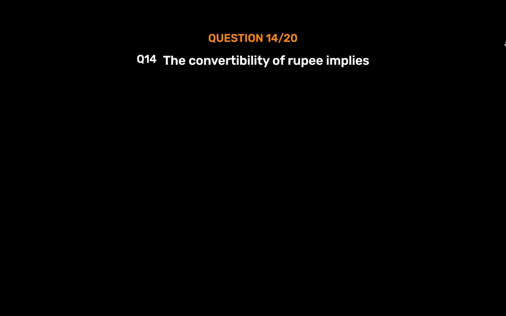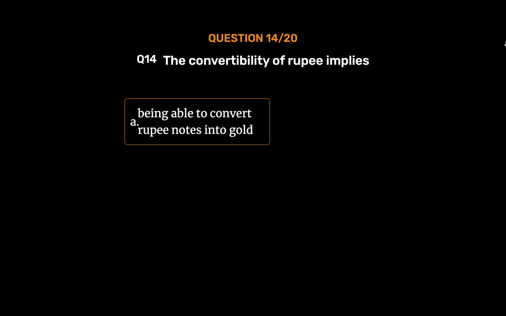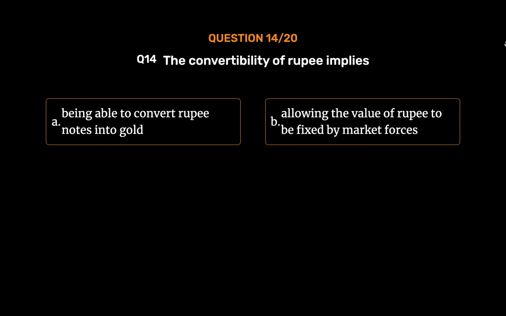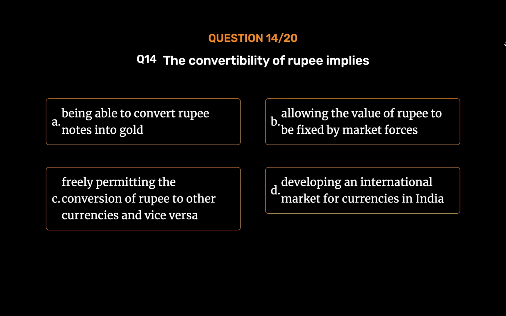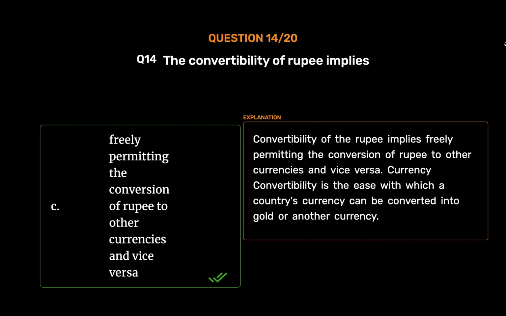Question number 14. The convertibility of rupee implies. Option A, being able to convert rupee notes into gold. Option B, allowing the value of rupee to be fixed by market forces. Option C, freely permitting the conversion of rupee to other currencies and vice versa. Option D, developing an international market for currencies in India. The correct answer is Option C, freely permitting the conversion of rupee to other currencies and vice versa. Convertibility of the rupee implies freely permitting the conversion of rupee to other currencies and vice versa.